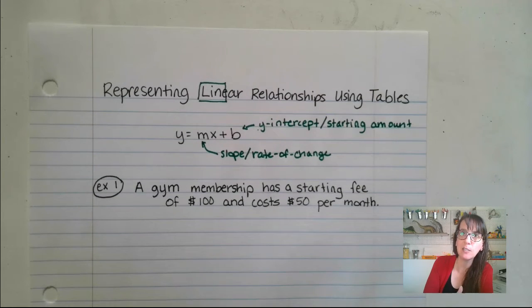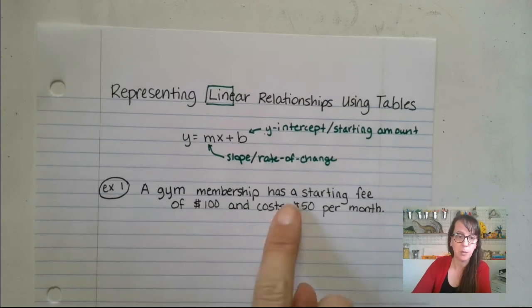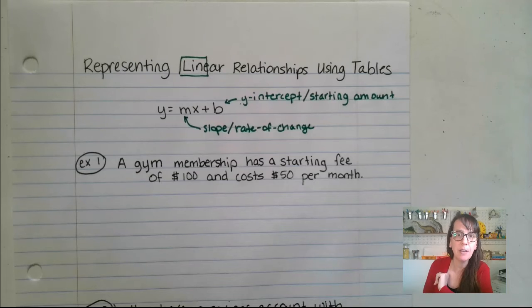you'll see these are quite a common thing. Linear relationships are quite common. For example, let's start with this first one. We have a gym membership. It has a starting fee of $100. You pay that $100 one time. Then it costs $50 per month.